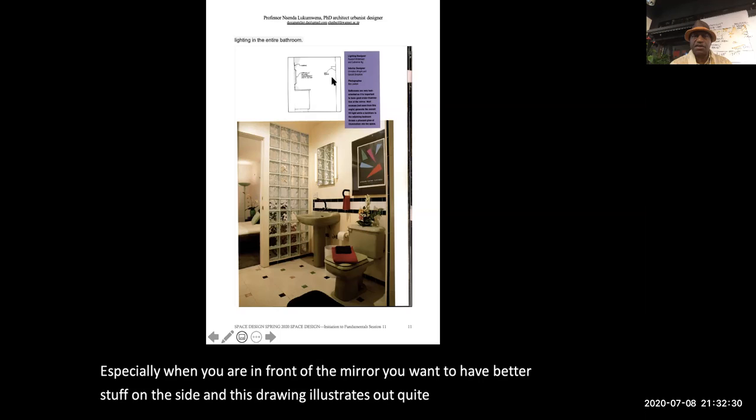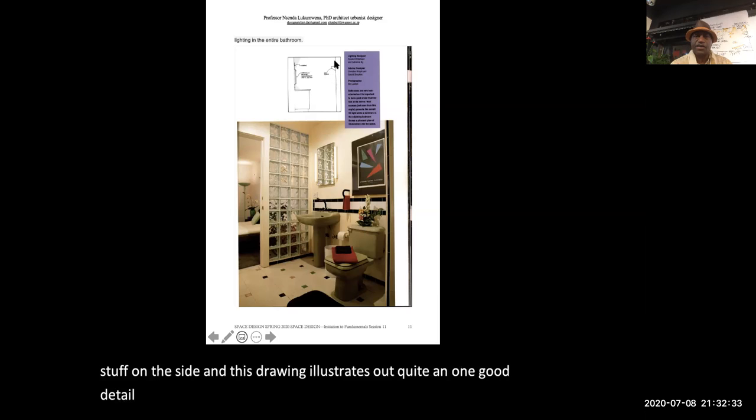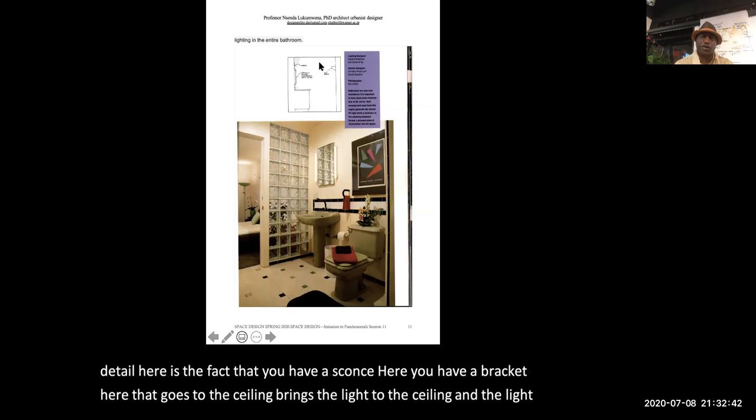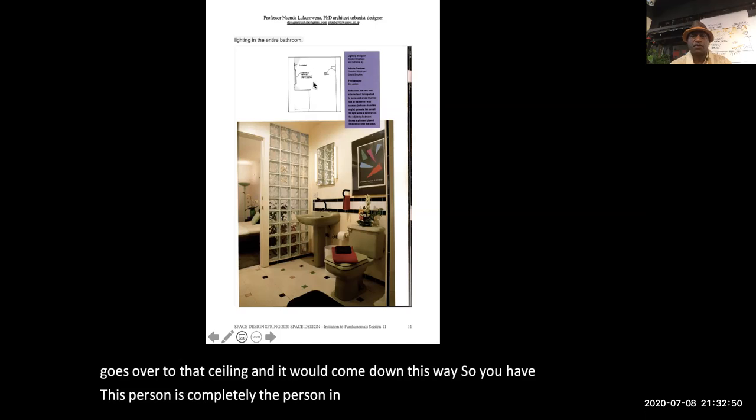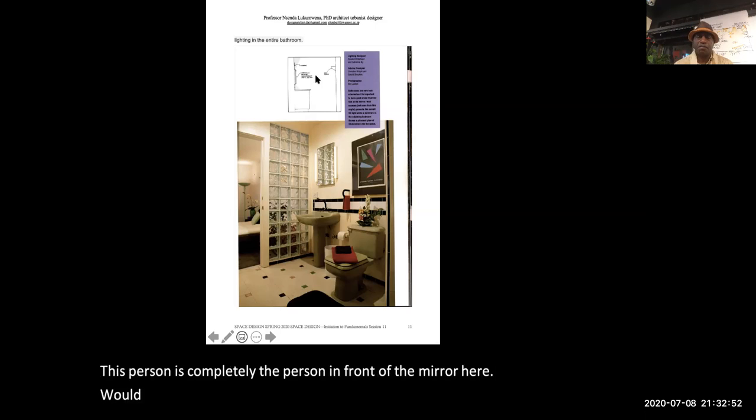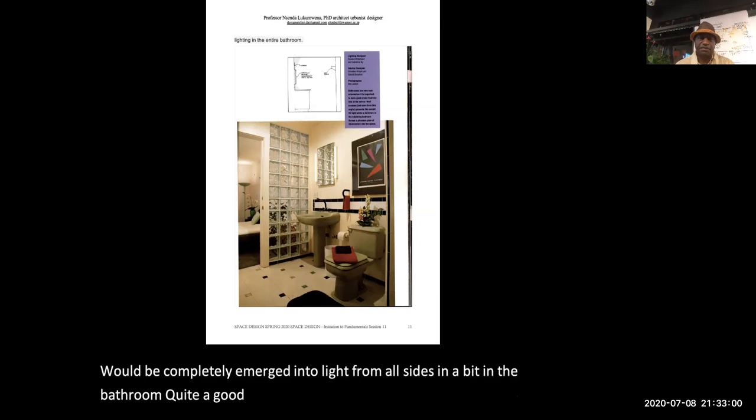And this drawing illustrates that quite well. And one good detail here is the fact that you have a sconce, a bracket here that goes to the ceiling, brings the light to the ceiling, and the light goes over that ceiling and would come down this way. So the person in front of the mirror here would be completely immersed in light from all sides in the bathroom. Quite a good example of lighting in the bathroom.